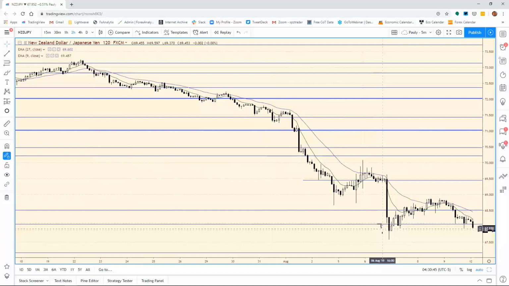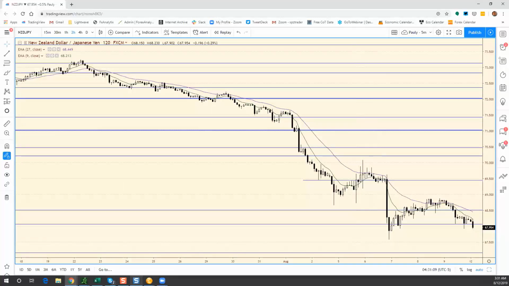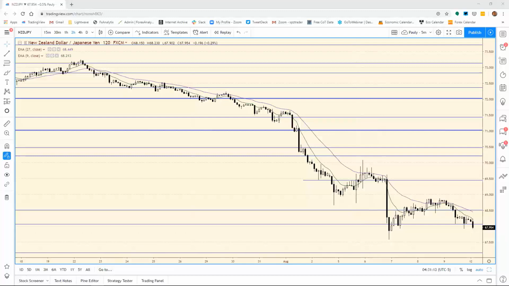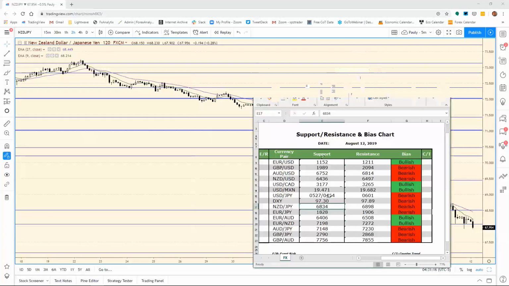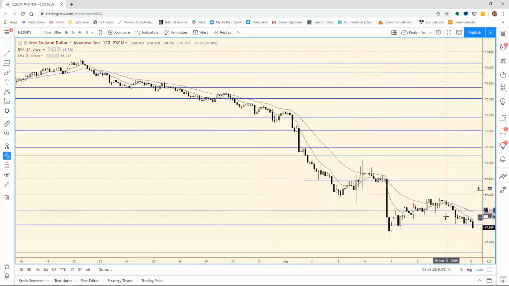Support for right now is going to come in right there. Oh my God, we're almost there, which is 67.86. We just took that dip on this Chinese yuan here. So let's go with that. We're going to go with the 67.86. Resistance, well, that's pretty clear right there, 68.29.